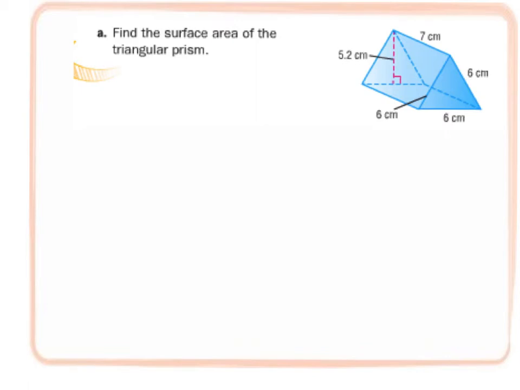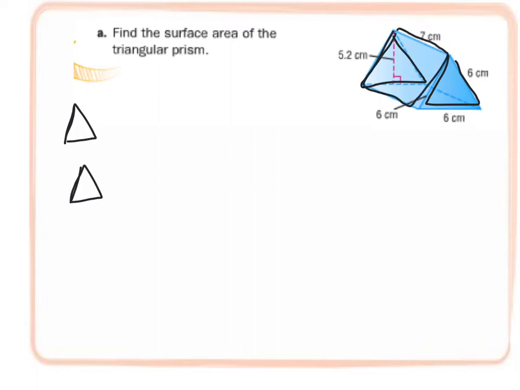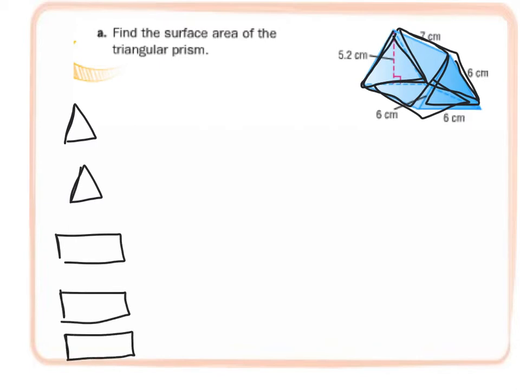Alright, it says find the surface area. So I know that I have to figure out the area of 2 triangles first. I'm going to draw those over here, my 2 triangles. And then I know I have 3 rectangles to find. One on the side, another one on the other side, and then one on the bottom. So that's a total of 3. I'm going to find the area of all these faces, and then add them up because it's the surface area. I'm going to erase my lines just so it's easier to see what I'm doing.